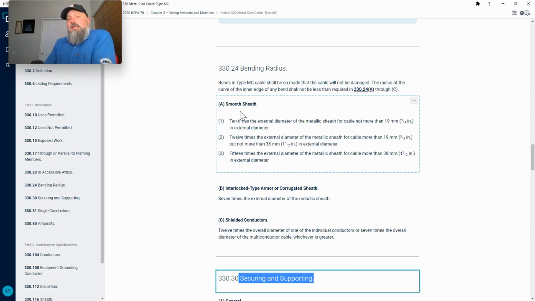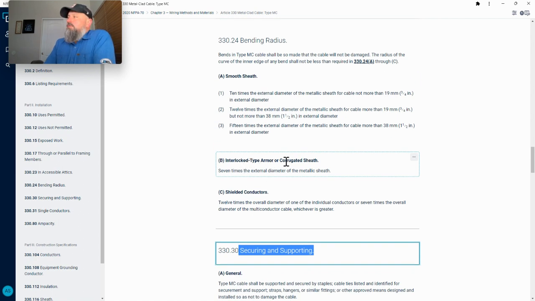That's what we've been using a lot lately. It's that new MC where it doesn't get snagged one way versus the other. It can generally go through the punch outs of the studs easier in both directions. Smooth sheath is 10 times the external diameter of the metallic sheath for cable not more than 3/4 inch in external diameter; 12 times the external diameter of the metallic sheath for cable more than 19 millimeters, 3/4 inch, but not more than 1.5 inches in external diameter; and 15 times the external diameter of the metallic sheath for cable more than 38 millimeters, 1.5 inches, in external diameter.